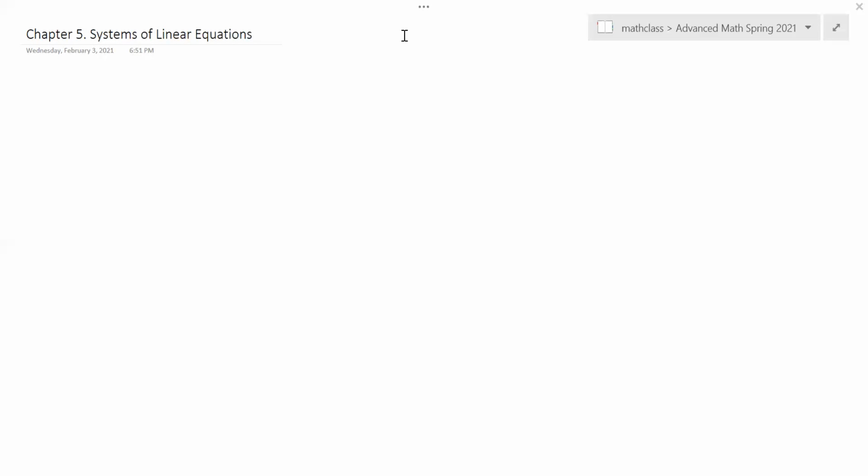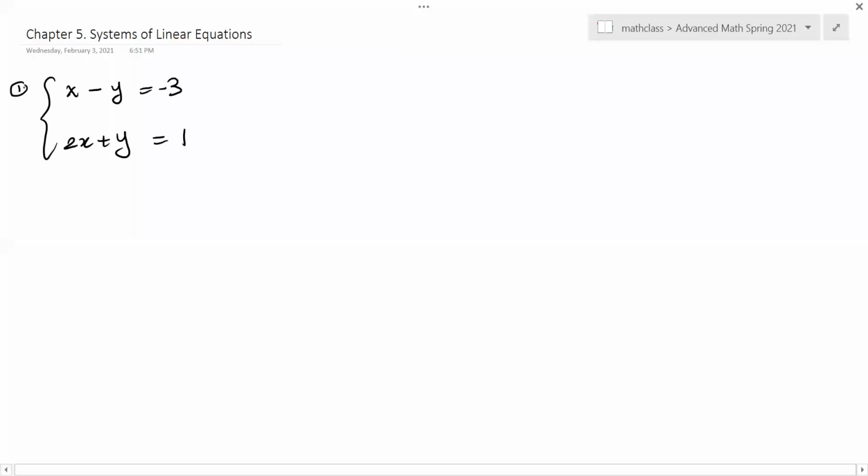Now, let's practice on systems of linear equations first before we apply them to solve more complicated word problems. So let's begin with the following. We are given two equations. The first equation is x minus y equals -3, and the second equation is 2x plus y equals 1. We want to determine the values of those two variables, x and y.